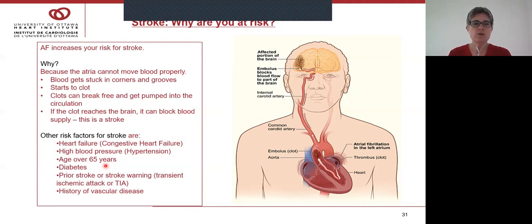Others are congestive heart failure, high blood pressure, being over the age of 65, being diabetic, obviously having had a previous stroke or mini stroke puts you at risk, or if you have a history of vascular disease.